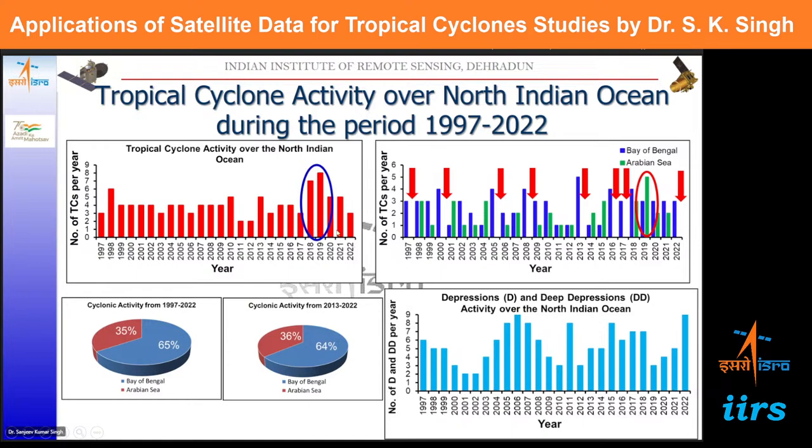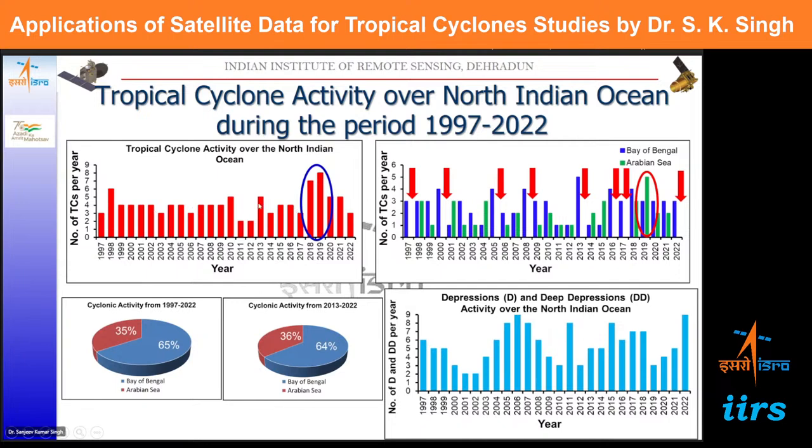So we will look at the frequency of tropical cyclone formation over the year. This bar graph shows how many tropical cyclones form each year during the period 1997 to 2022. If you look at this bar, you can see that on average 4 to 5 tropical cyclones form each year.